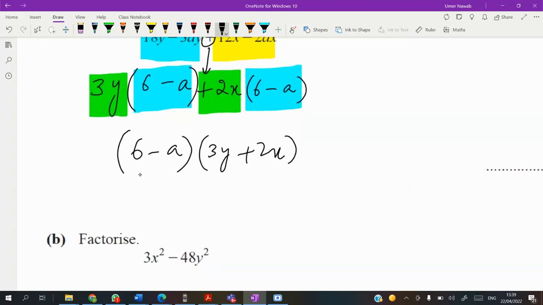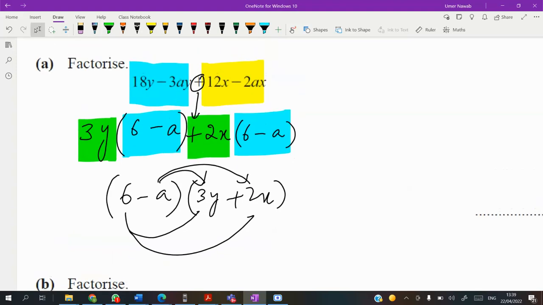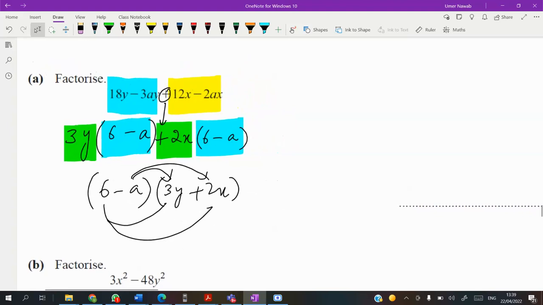Again, I will tell you guys, you can multiply them in the final exam to check if your factorization is correct, because once you multiply both of these factors, you must get the original expression which is given in the question. So let me write my answer.